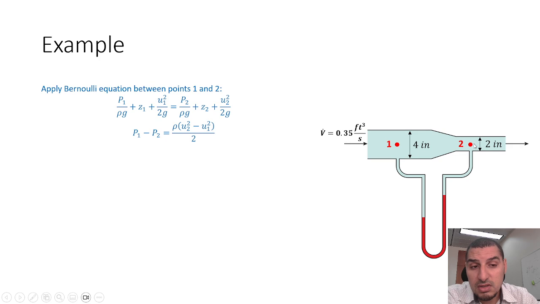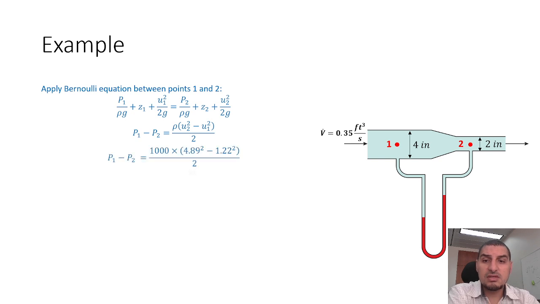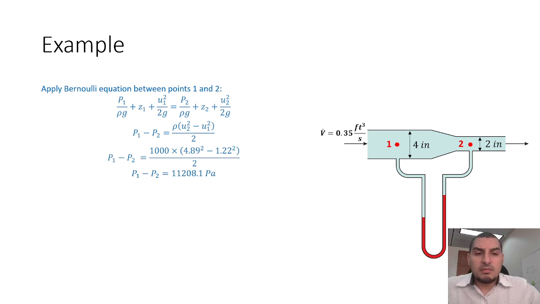But of course, this density is the density of the flowing fluid. It's the density of water. It has nothing to do with the mercury. So we know the velocities, we know the density, so we can calculate the difference in pressure, which is 11 kilopascals. Okay. So this is the first part. Now we can use this difference in pressure in the calculations of the U-tube manometer.